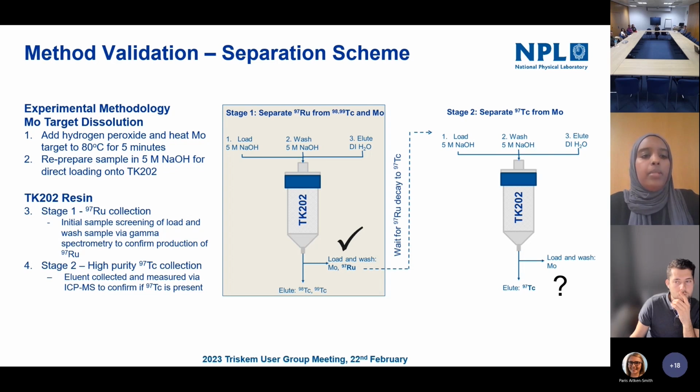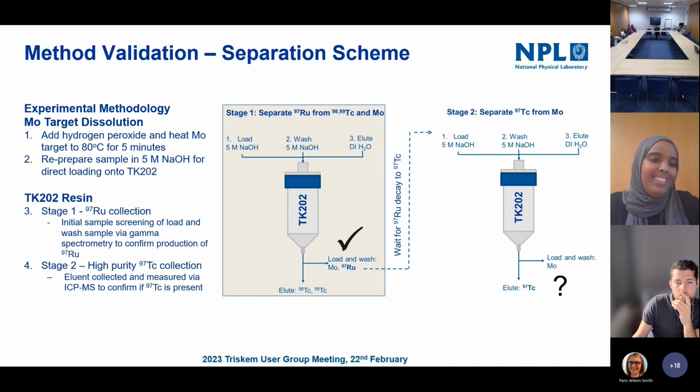So the scheme applied here was essentially using the same resin, same load, wash, and elution stages, but the sample that was kept was the eluate sample, because by that point you'd hope that the majority of the tech was collected at that stage. And we did a mass spec measurement on that sample to try and see what the amount of molybdenum was in the sample and if we'd adequately removed it.